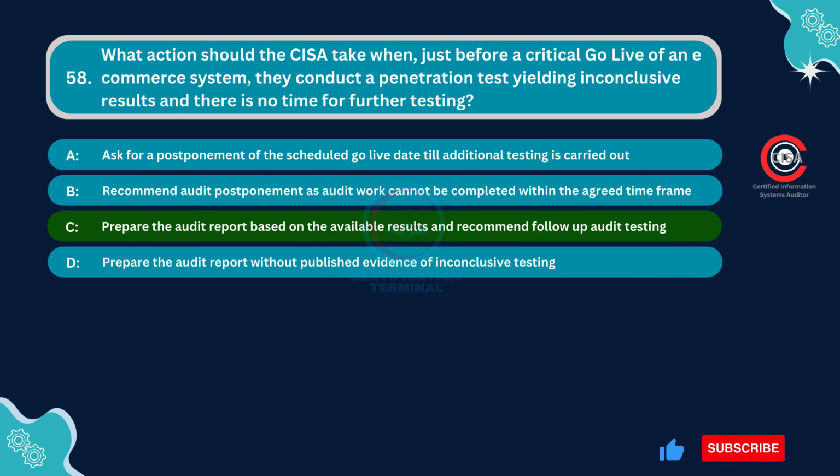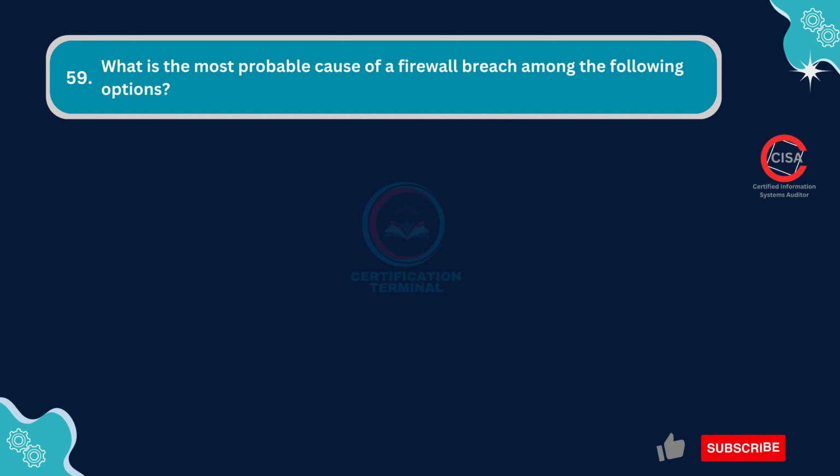Prepare the audit report based on the available results and recommend follow-up audit testing. Since the go-live date is critical and there's no time for further testing, postponing the launch might cause significant disruptions. Inconclusive penetration test results indicate potential security vulnerabilities, but their exact nature might be unclear. The CISA should prioritize both business continuity and security. Hiding inconclusive results is unethical and could leave the system exposed.